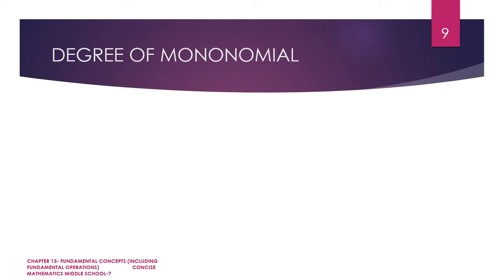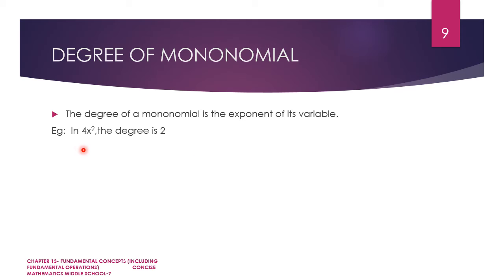Degree of monomial. How to find the degree of a monomial? We all know that a monomial has only one term, right? The degree of a monomial is the exponent of its variable. See, in 4x square, in this 4, what is this x? X is a variable over here. What power does this x have? X has a power of 2, right? So the degree of this variable is 2, and it is considered the degree of the monomial.